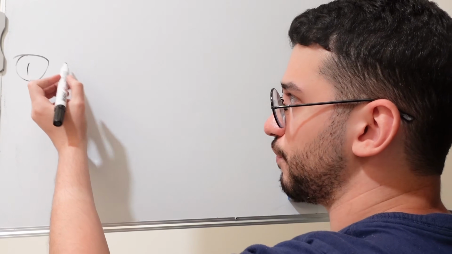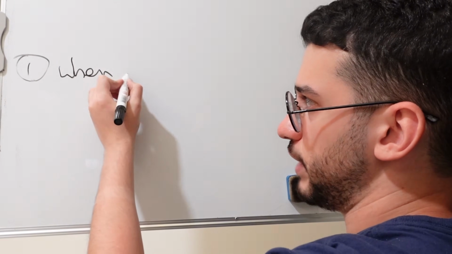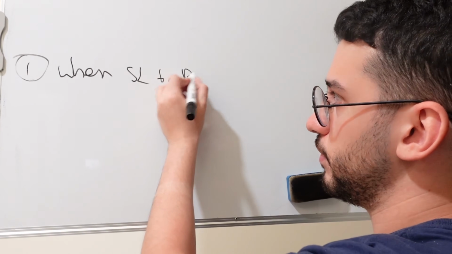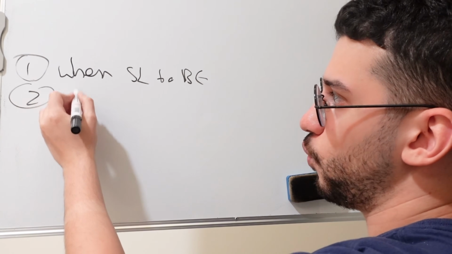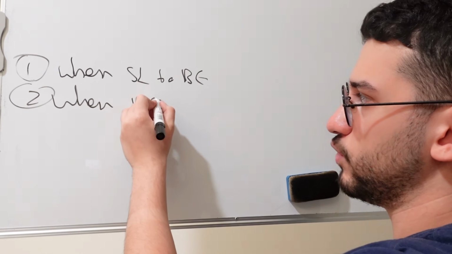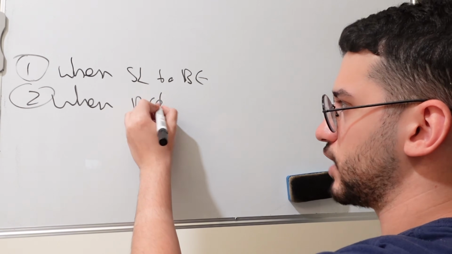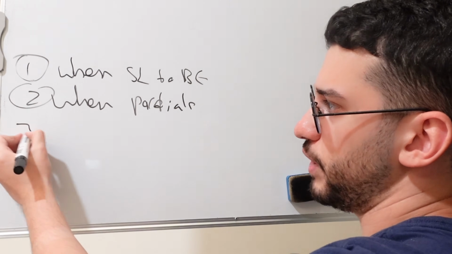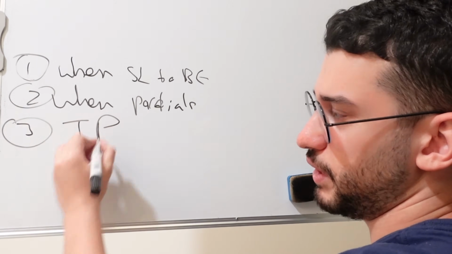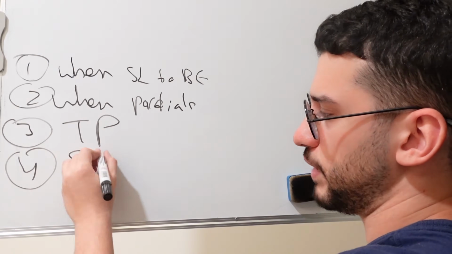The 4 elements are, first of all, when do you trail your SL to BE? When SL to BE. 2, when partials. When do you take partials, or where do you take partials actually? 3, easy. Where do you place your TP? 4, where do you place your SL?